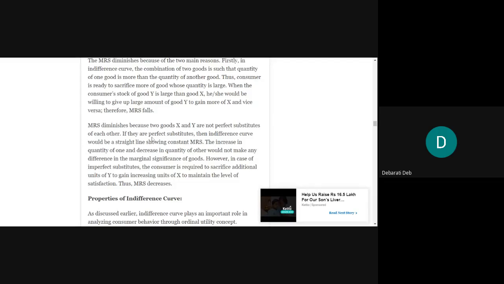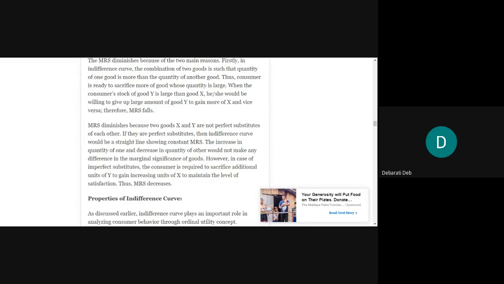MRS diminishes because two goods X and Y are not perfect substitutes of each other. If they are perfect substitutes, then the indifference curve would be a straight line showing constant MRS. If it had been a constant rate, like MRS is exactly 1, or exactly 2, that means the change in Y is exactly equal to the change in X. Had it been so, then MRS would have been a straight line.